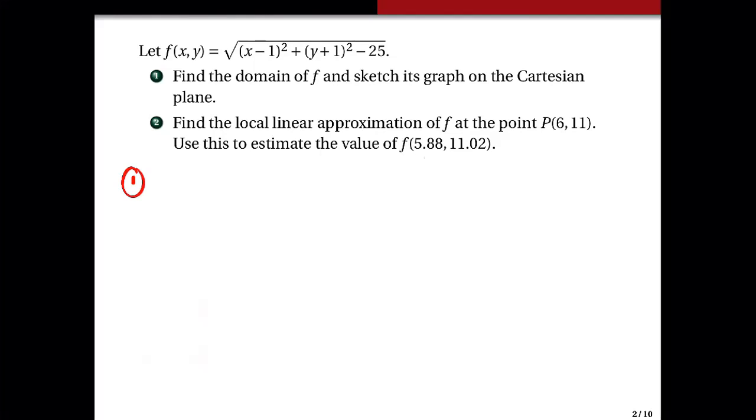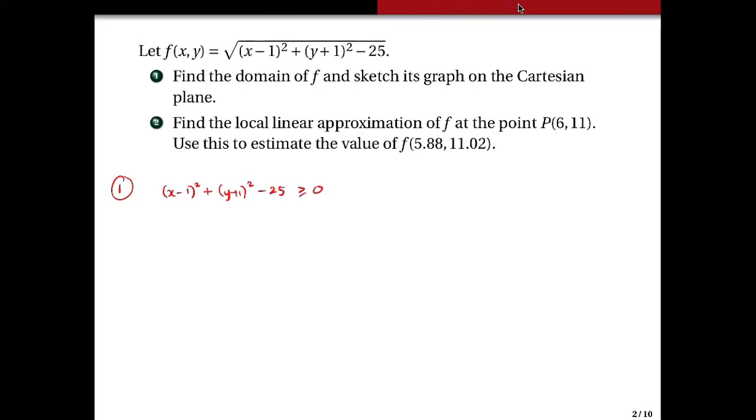Let's start with the domain. So we have a square root function there. So of course, you know that the argument inside the square root must be positive. So you need (x minus 1) squared plus (y plus 1) squared minus 25 to be greater than or equal to 0.